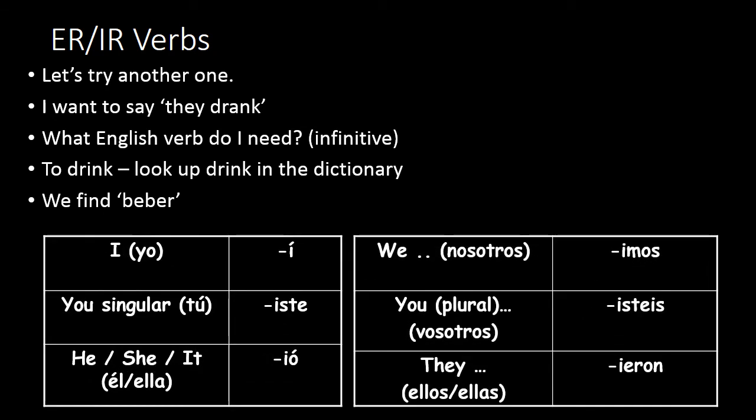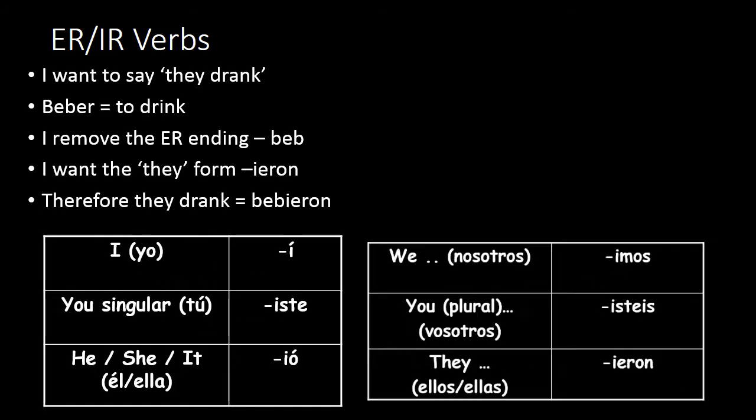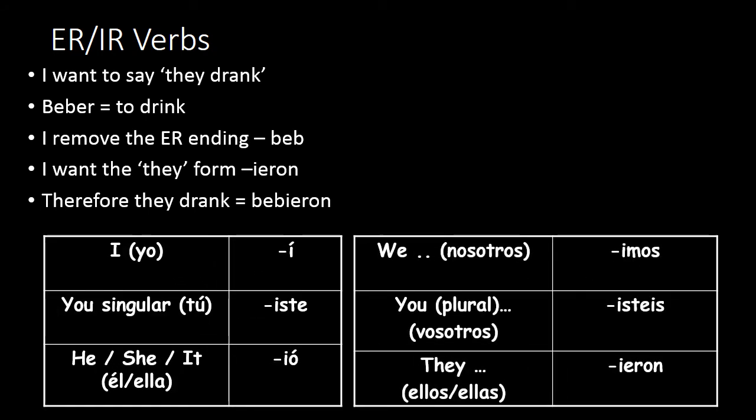If I want to say they drank, I need to choose the right ending. So obviously, the right ending I need here is the they form, which is ieron. So I've removed the ER ending off beber, which gave me beb. I want the they form, which as we can see from this table is ieron. I put it on the end and it says bebieron. Okay.